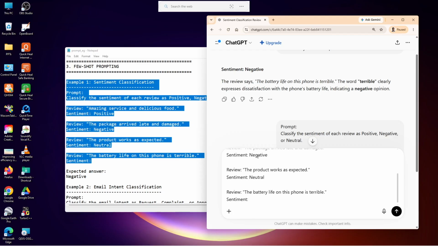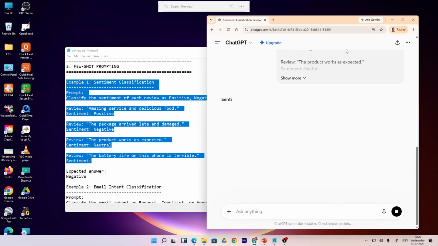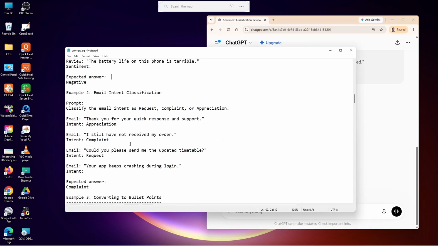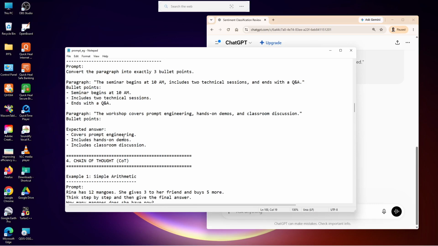Now, based on these 3 examples, I am asking ChatGPT to mark the sentiment of this review: the battery life on this phone is terrible. Then the response that it gives is negative. So, there are other examples that are listed here.